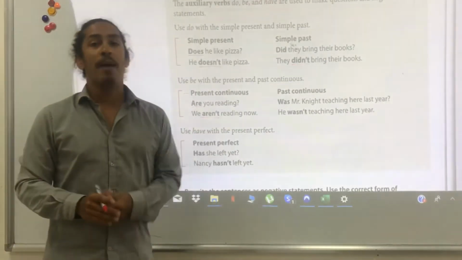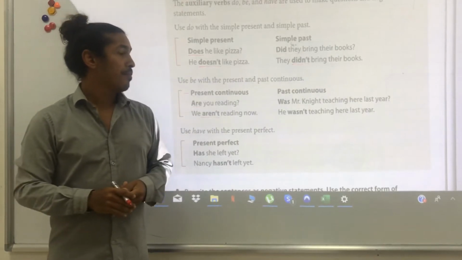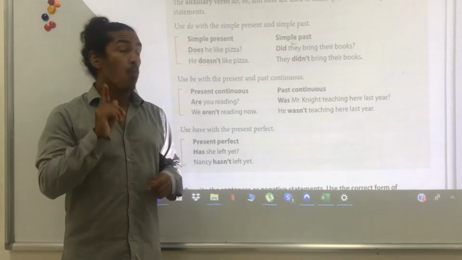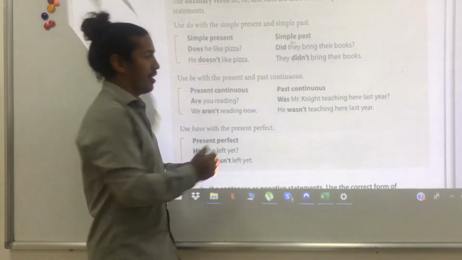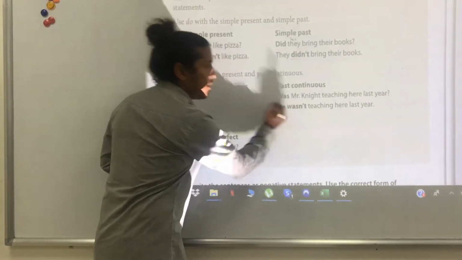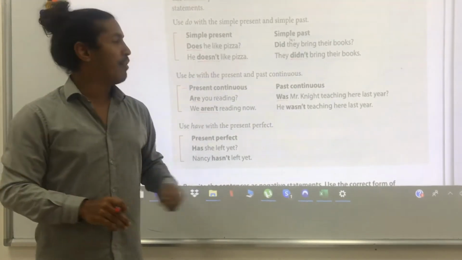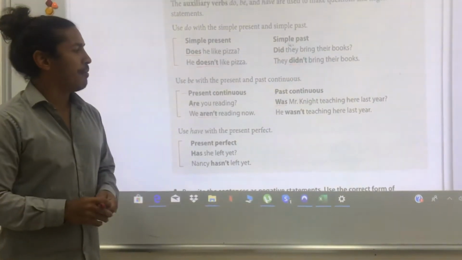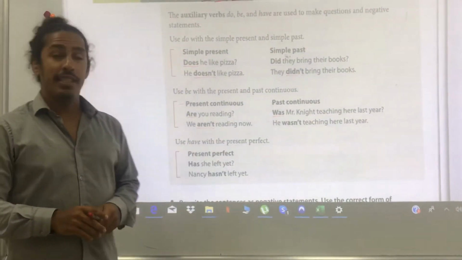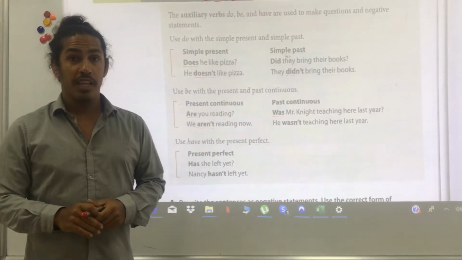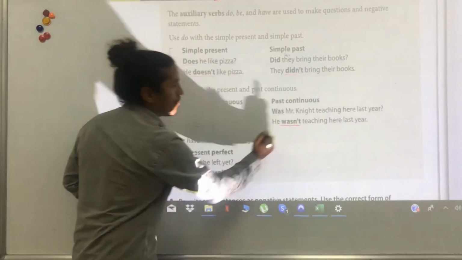If we look over at the past continuous, look at the first example. Remember, past continuous. Was Mr. Knight teaching here last year? And if we move on to the negative statement, he wasn't teaching here last year.